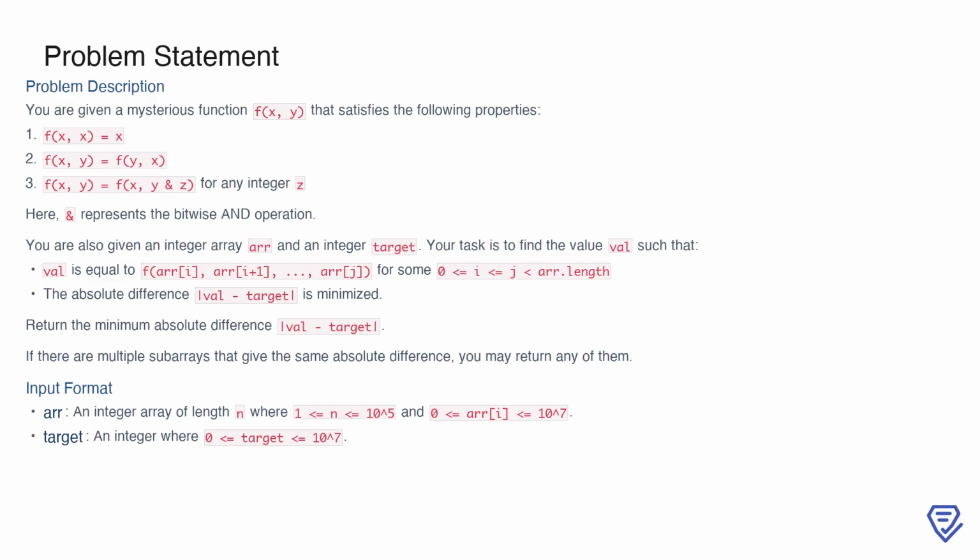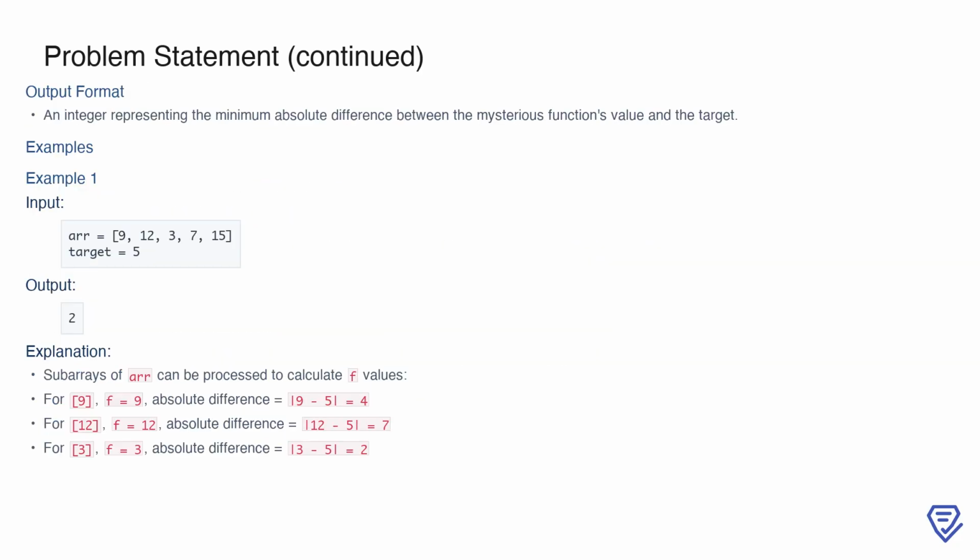Now, given an integer array arr and a target, we need to find a value val that is calculated using the function on a subarray of arr, such that the absolute difference between val and target is minimized. If multiple subarrays lead to the same absolute difference, any of them can be chosen. The goal is to return the minimum possible absolute difference. The output for this problem is a single integer, representing the smallest absolute difference between the mysterious function's value and the target. Let's look at an example to clarify.